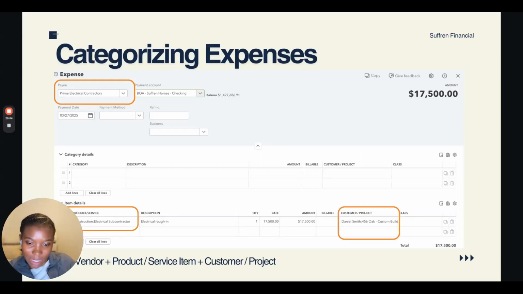In order to build out this system, here's how you're going to categorize your expenses. First, customer or project. In this case, that's Daniel Smith for 456 Oak, and that's a custom build. Then, service item, and in this case, that's electrical subcontractor. Lastly, vendor or payee, which is Prime Electrical Contractors. So, project, service item, vendor.